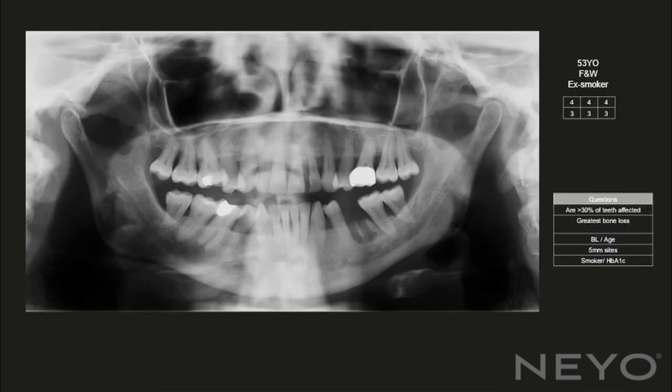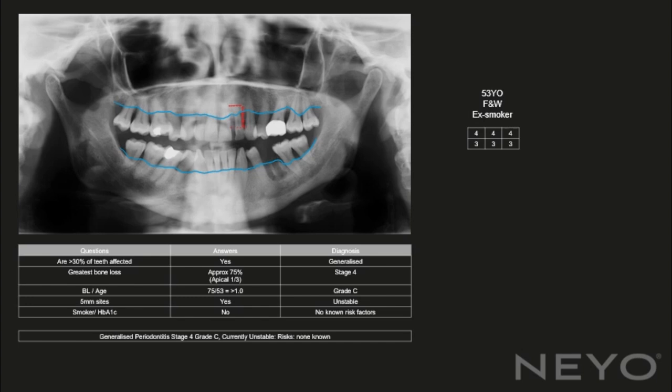So our first patient presents as a 53-year-old fit and well ex-smoker with BPEs of 4 across the maxilla and 3s in the mandible. What is the periodontal diagnosis here? I've included the summary of the 5 questions to consider on the right-hand side. So this is a patient with generalized periodontitis stage 4 grade C, currently unstable with no known risk factors.